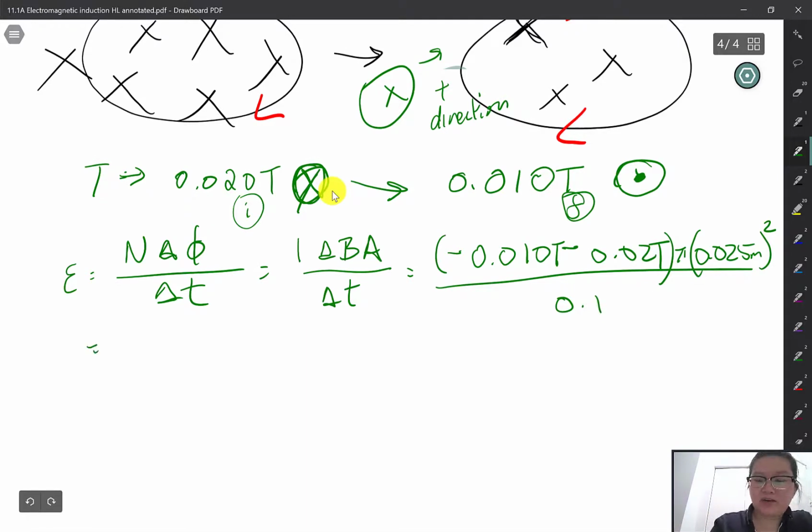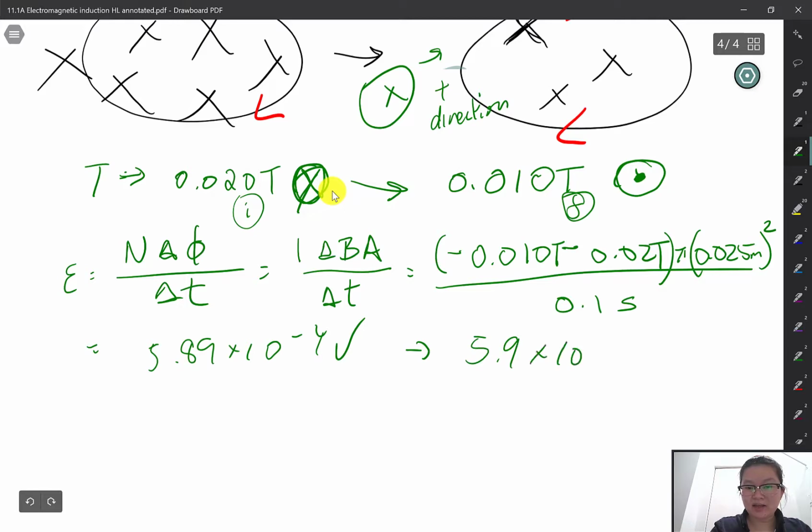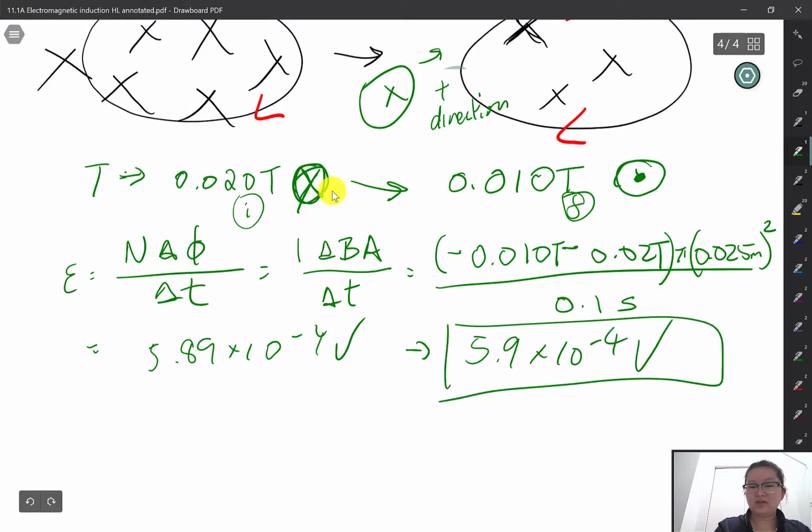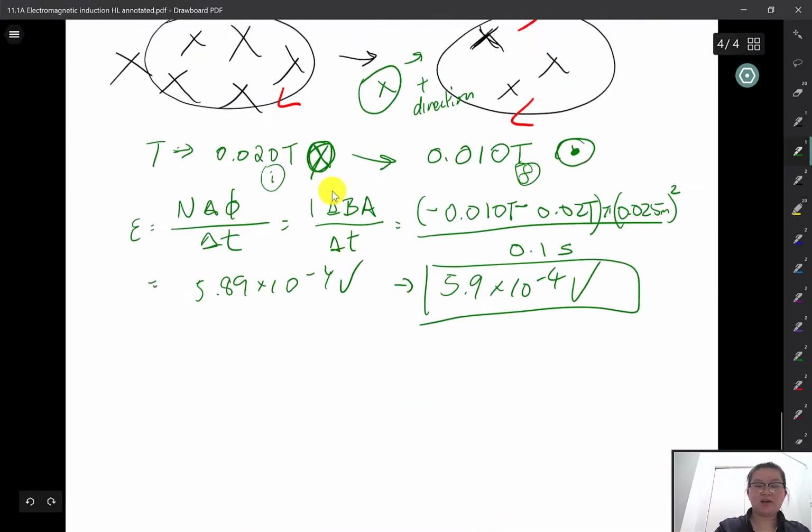So notice that the overall change in the magnetic flux is going to be a lot greater because you're switching directions essentially. So effectively, you're adding the two numbers, 0.01 plus 0.02, that's going to be 0.03. Remember, we're not going to really care about directions for now because we will do that when we consider the direction of the current, which comes later. Okay, so here I get 5.89 times 10 to the power negative 4 volts. And if we round to 2 sig figs, that's 5.9 times 10 to the power negative 4 volts. Okay, so notice that is a lot bigger than our previous one.